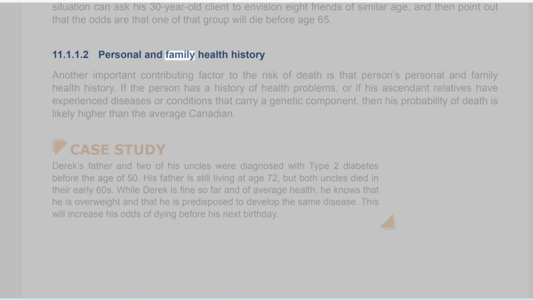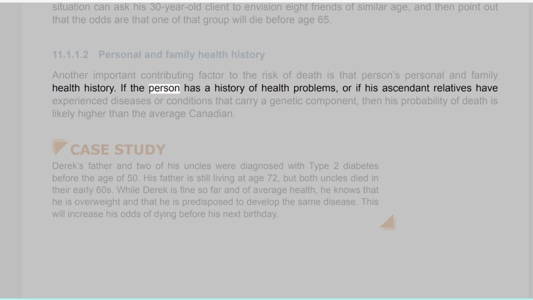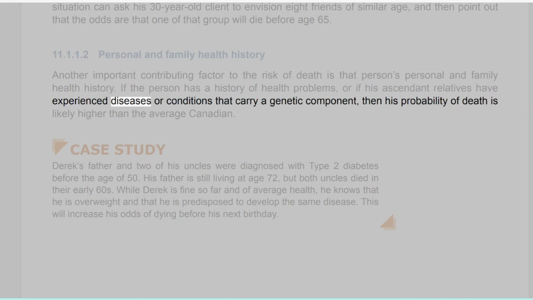1.1.1.2 Personal and family health history. Another important contributing factor to the risk of death is that person's personal and family health history. If the person has a history of health problems, or if his ascendant relatives have experienced diseases or conditions that carry a genetic component, then his probability of death is likely higher than the average Canadian.